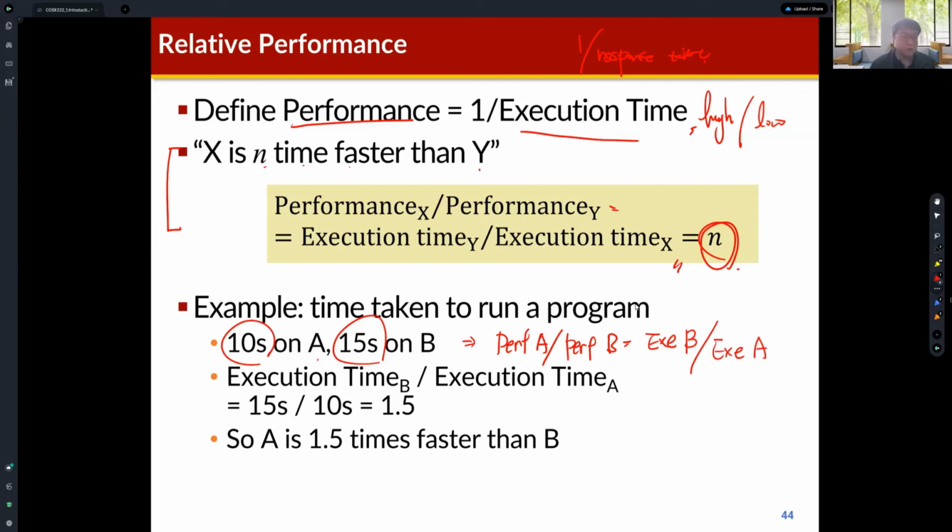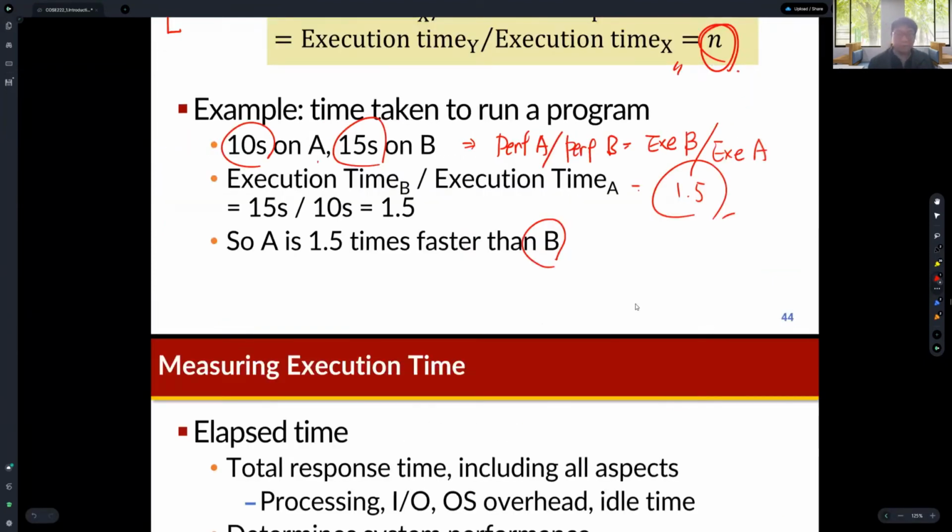Based on this definition, you are requested to compare the performance, then it is the performance of A divided by the performance of B. So it's easy. It's an elementary level question. It's 1.5. So what does that mean? System A is 1.5 times faster than system B. We can say that. Okay.